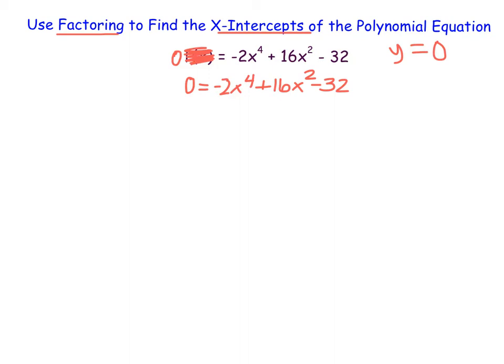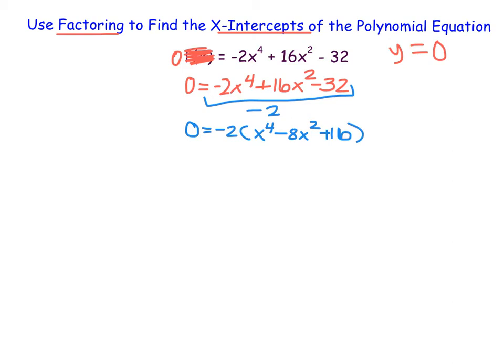Now, to start, I'm going to use the greatest common factor strategy. And here, because I don't like having an a value that is negative, I'm going to factor out a negative 2 because all of these terms are divisible by 2. If I divide by a negative 2, I can remove that negative a value. So here, if we factor out negative 2, we end up with x to the 4th minus 8x squared plus 16. So that's our first step there.